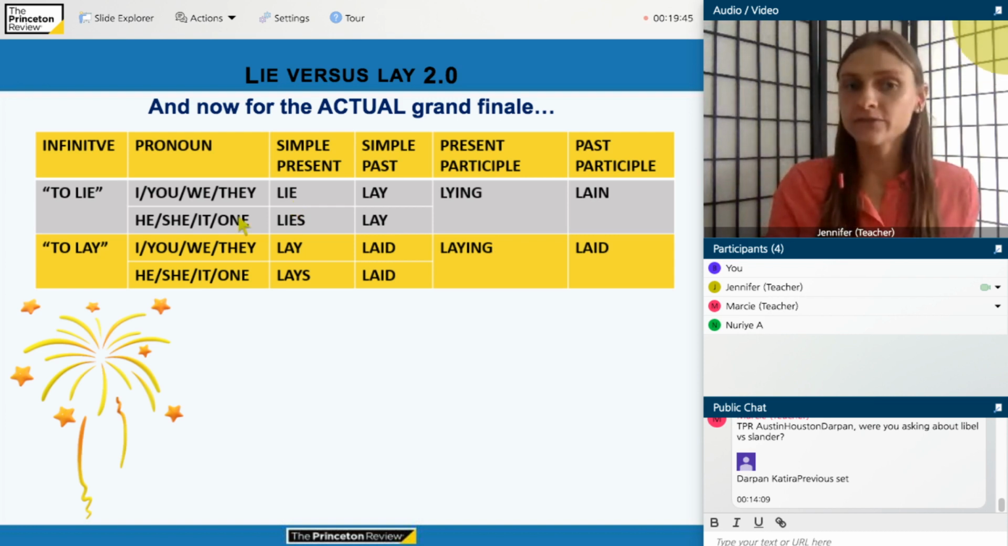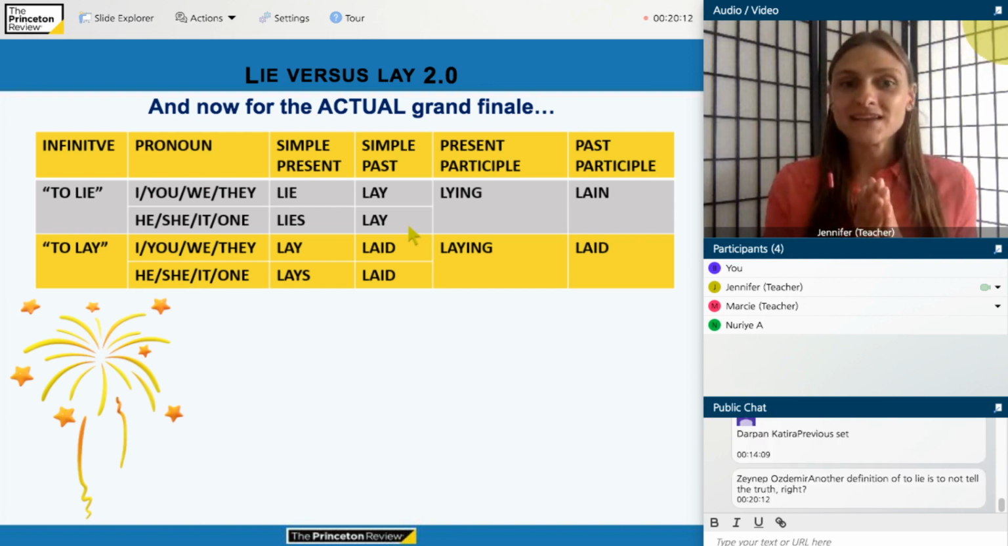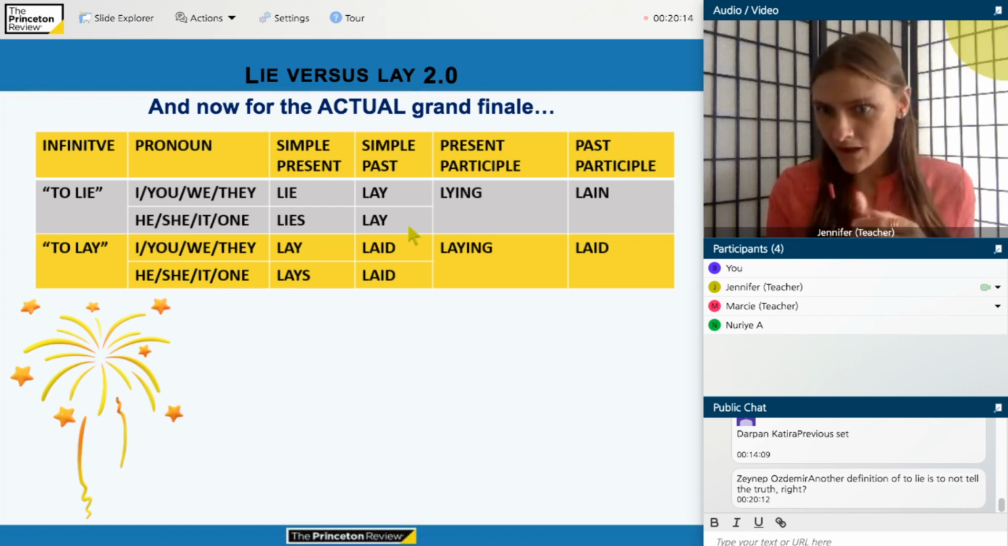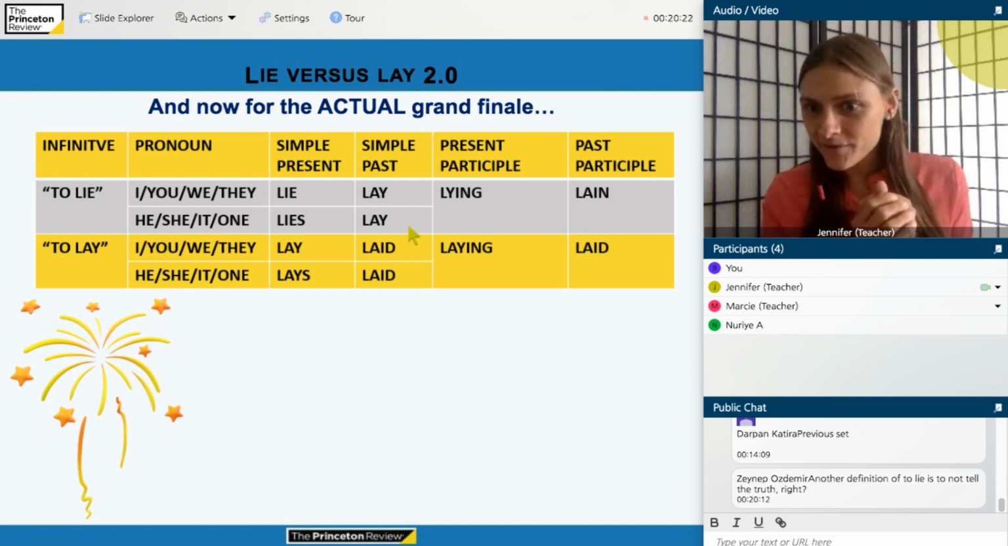So he lies. And when we get to the past tense, suddenly lie becomes lay, and that's where it gets really tricky, because I lay the paper on the desk, but I could also say yesterday I lay in the grass, and they mean two different things. We're dealing with two different tenses, and that's where it gets super tricky. So definitely take a look at your verb conjugations to make sure that you know these ones because they have so much overlap.